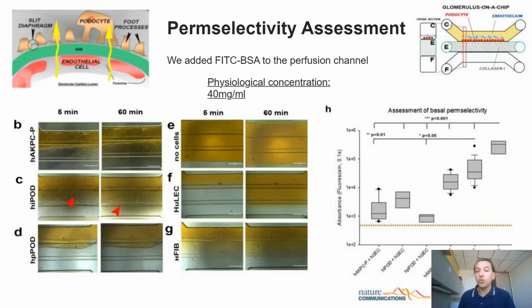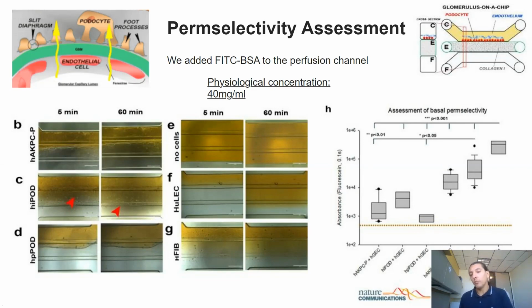The reason for the maintenance of the albumin in channel C was definitely the presence of the cells, because when we added albumin to a chip with collagen but no cells, the albumin was diffusing immediately into the other channels. The same happened when we substituted glomerular endothelial cells with human lung endothelial cells, or when we substituted podocytes with human fibroblasts, suggesting that not only the presence of cells, but the presence of the right cells is essential for the function of the glomerular filtration barrier in vitro as we designed it.